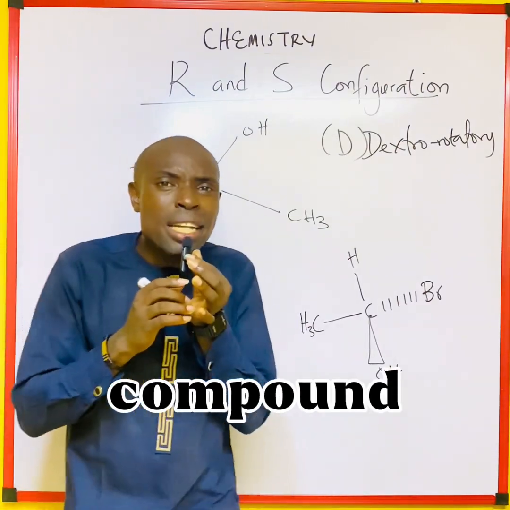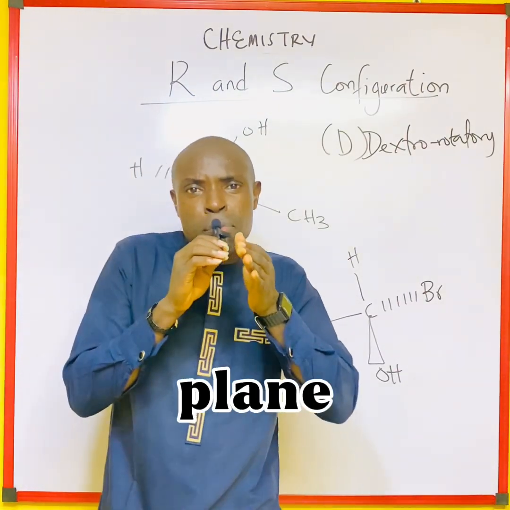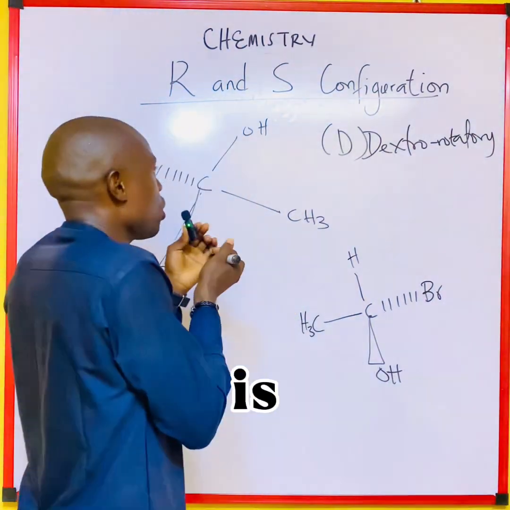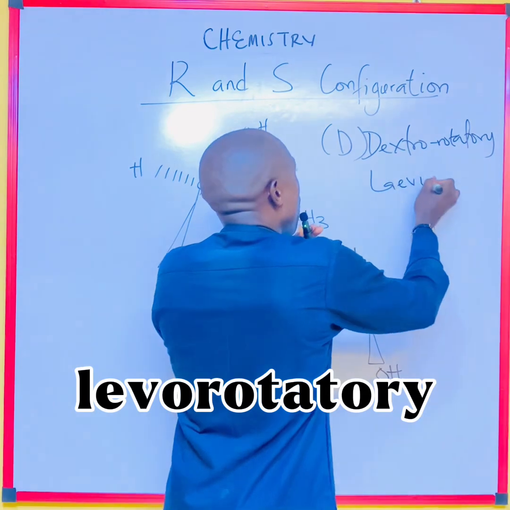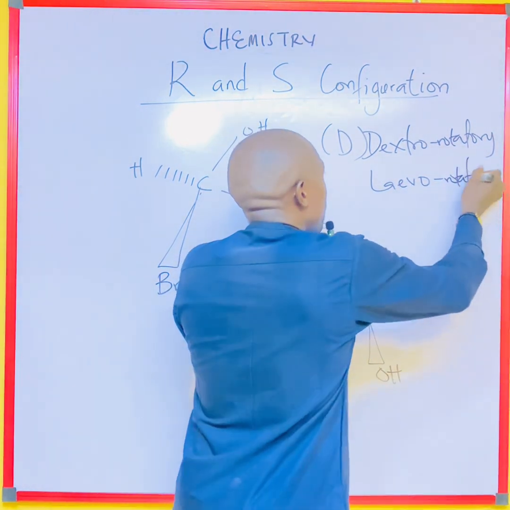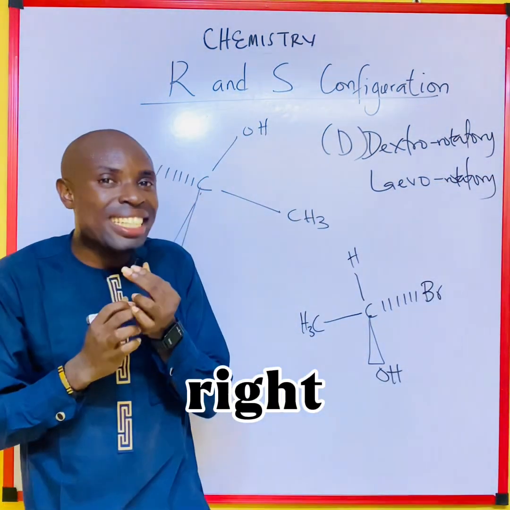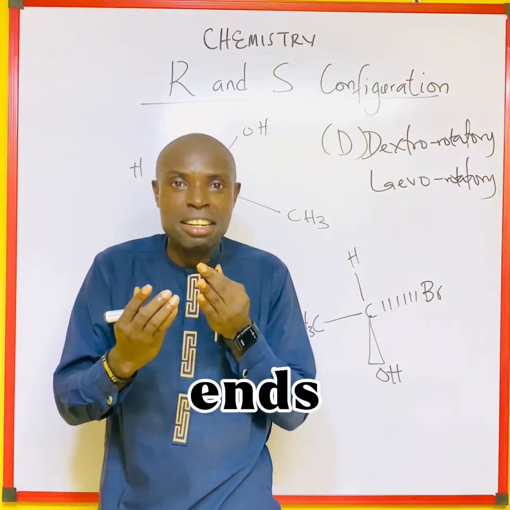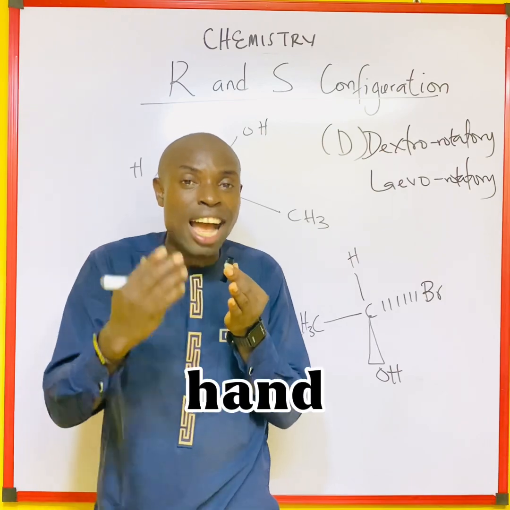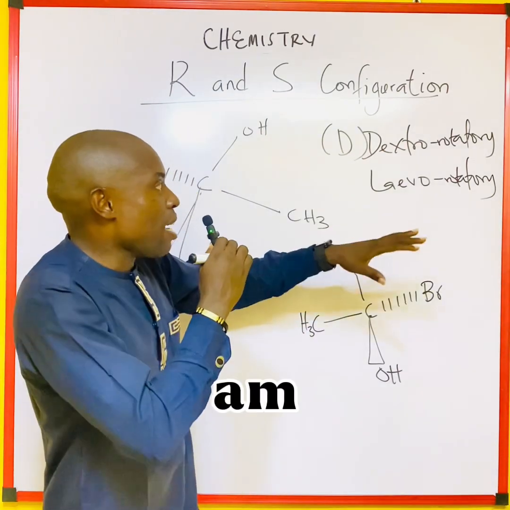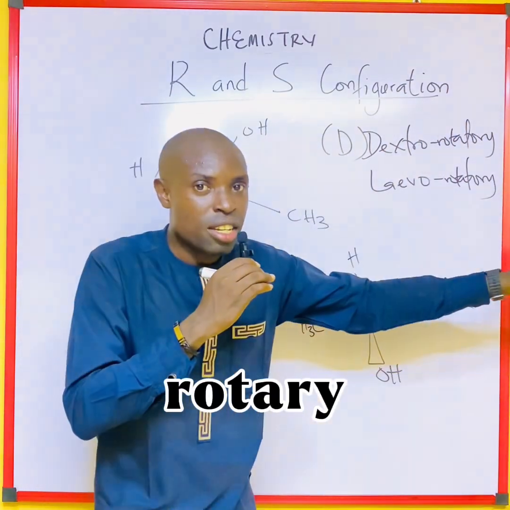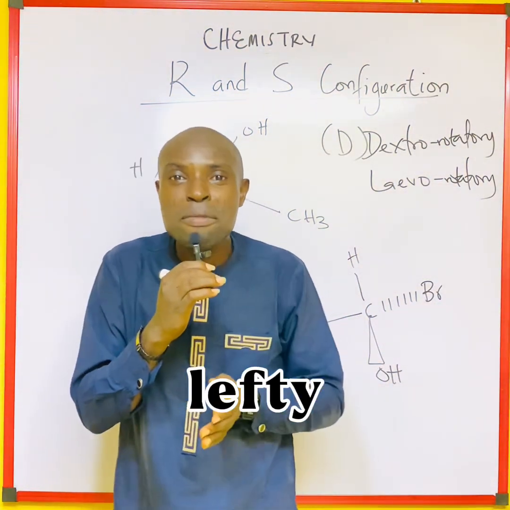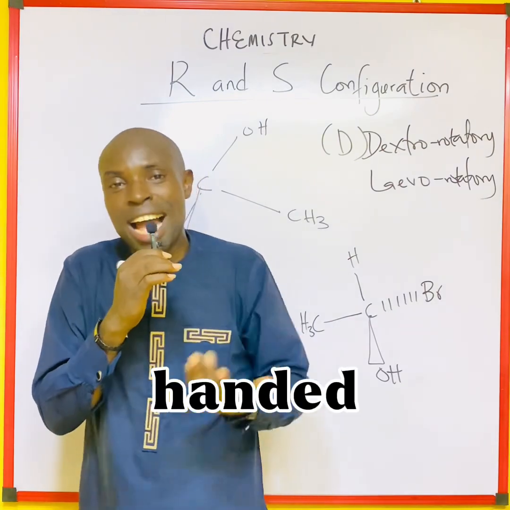Well, if that compound is able to rotate the plane of polarized light to the left, it is called levo or levorotatory. Like people who are right-handed. I, for one, I use both hands. I'm right-handed. I use my right hand to do most of the things I do. So I am dextro-rotatory. While those who are left-handed, we call them in school those days, we call them lefty. People who are left-handed.